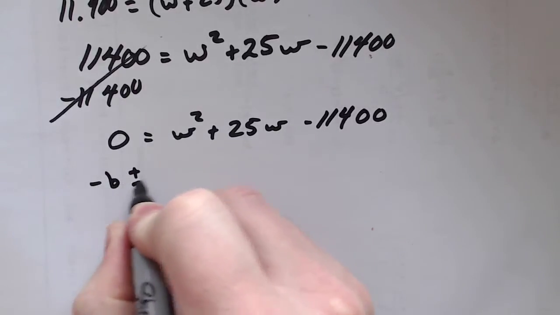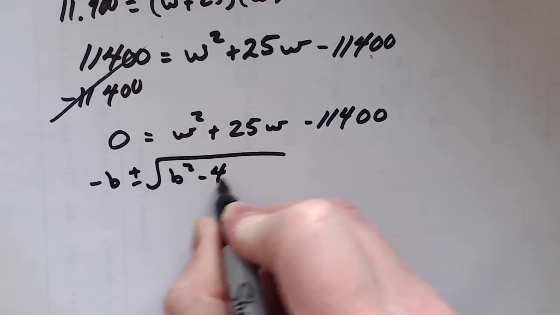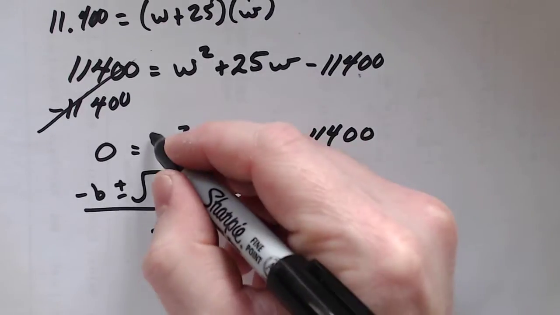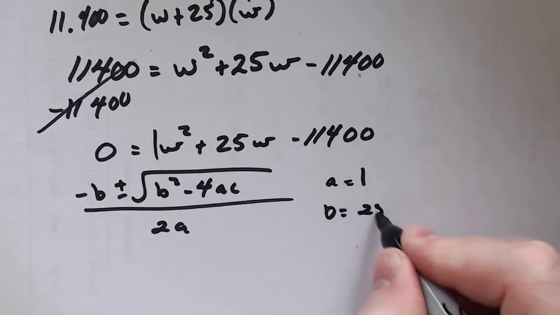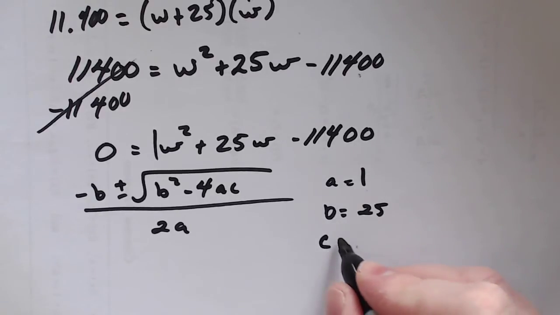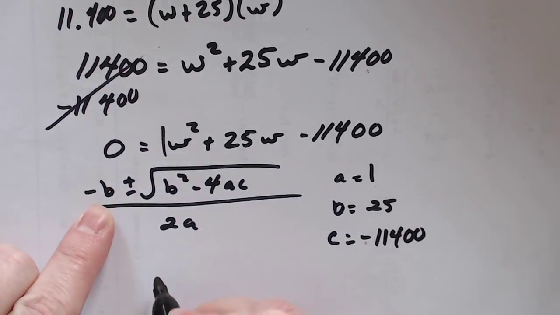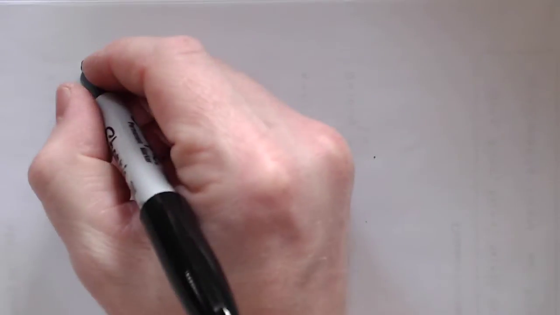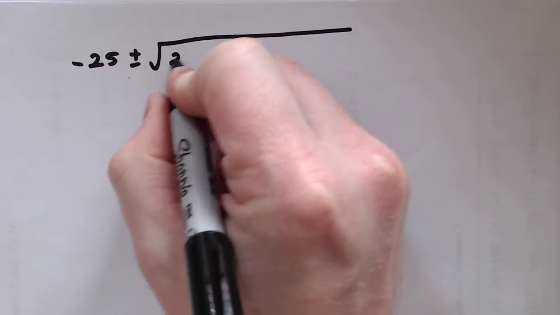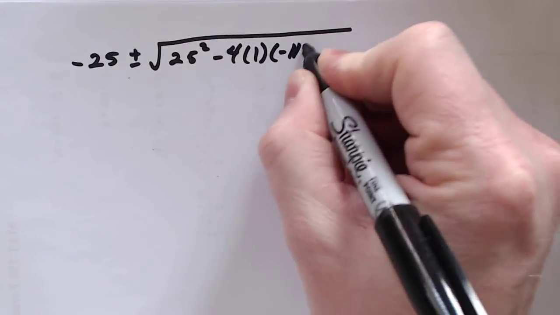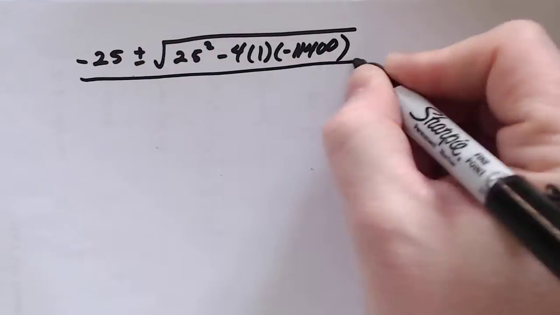Negative b plus minus the square root of b squared minus 4ac, all over 2a. My a value would be 1, right? There's a 1 there. My b value would be 25. My c value would be negative 11,400. So I'm going to plug my values in. Let's start on a clean piece of paper here. Negative 25 plus minus the square root of 25 squared minus 4 times 1 times negative 11,400, all divided by 2 times 1.